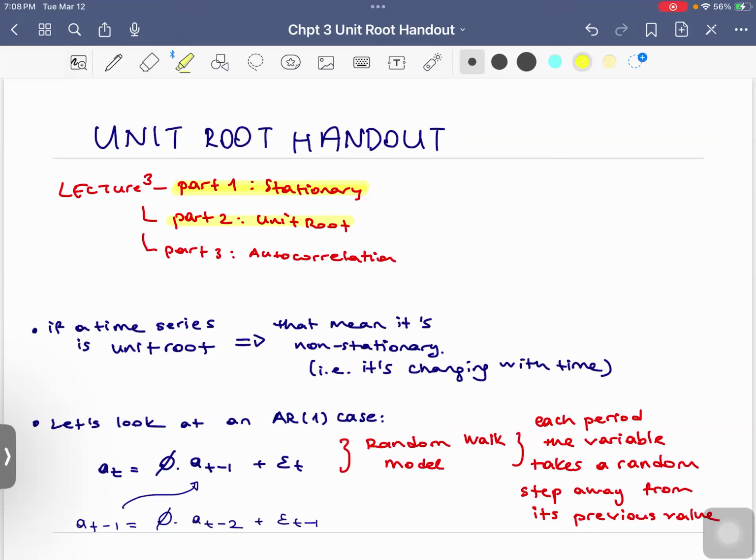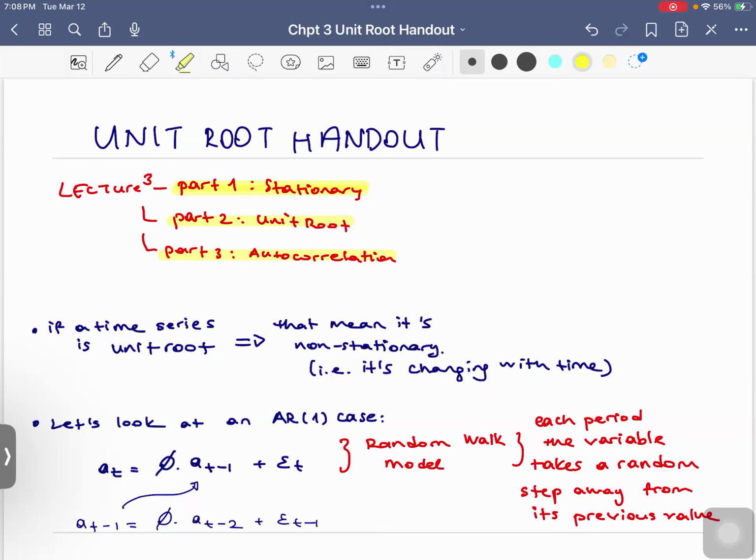I'm going to do this through my handout because I want to go through the math a little bit more slowly than just slides. And then in part 3, we will cover autocorrelation, which will still use some of the notions we learned in part 1 and 2.